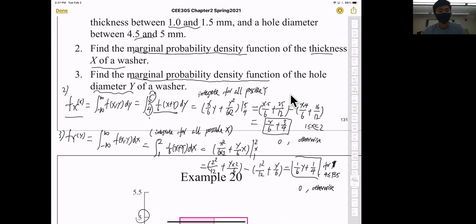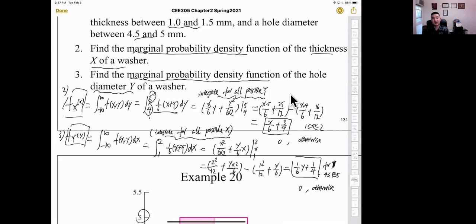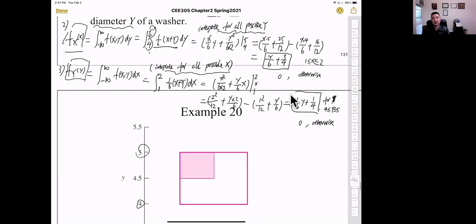Okay, thank you. Yeah. For the marginal function f_X(x), we integrate for all the possible y, and for f_Y(y), we should integrate for all the possible x instead. I know it's kind of confusing and complicated at the beginning, just keep reading. Let's work together.